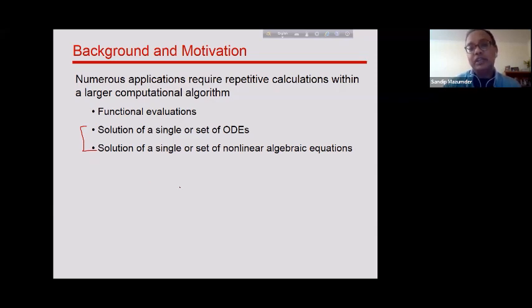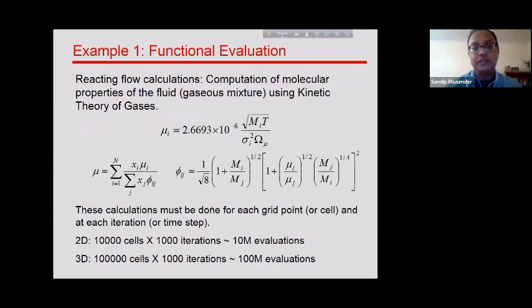I come from the area of thermal and fluid sciences, and when we do reacting flow calculations, these are often encountered. People in the controls area also often encounter sets of ODEs or sets of differential algebraic equations. So here are some more concrete examples.